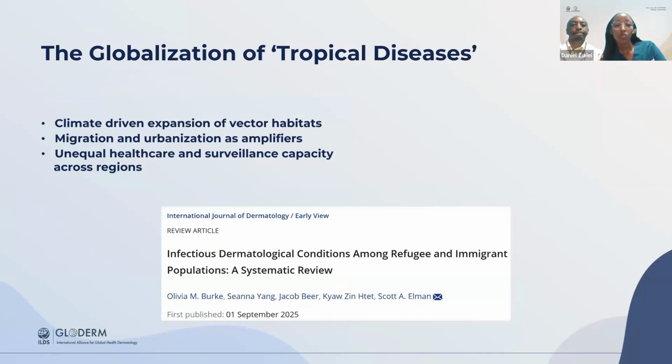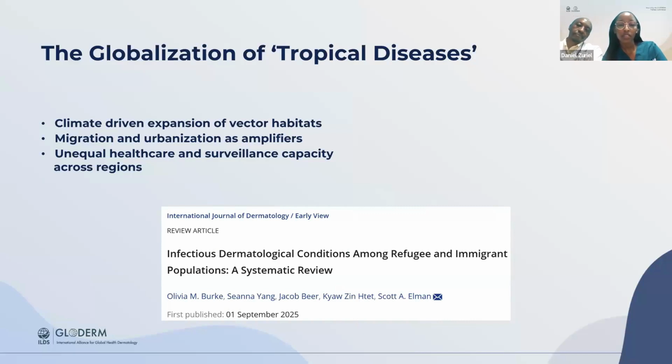When we talk about the globalization of tropical diseases, what we are basically talking about is how quite a number of factors have propagated the spread of diseases from areas that are normally referred to as the tropical regions to other non-tropical areas. One of the key examples is this systematic review that was done by Parke et al. It was published in September 2025.